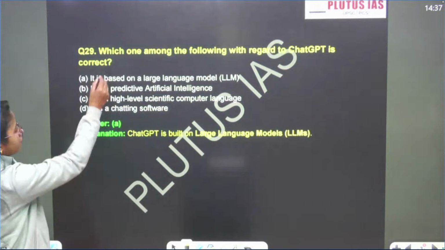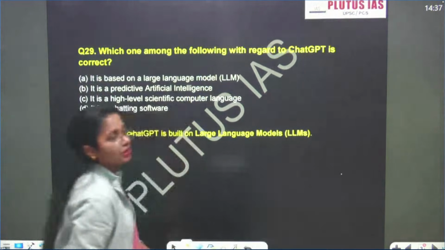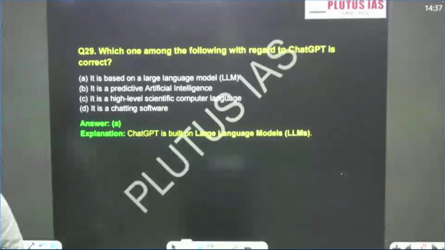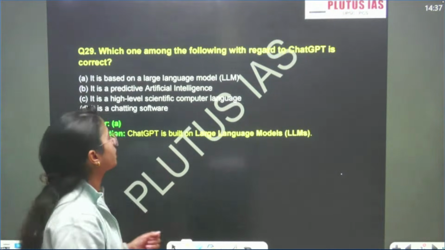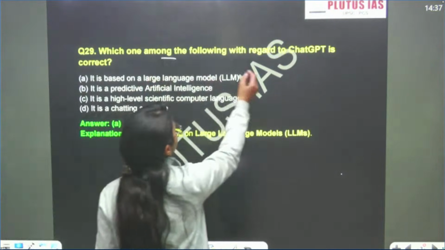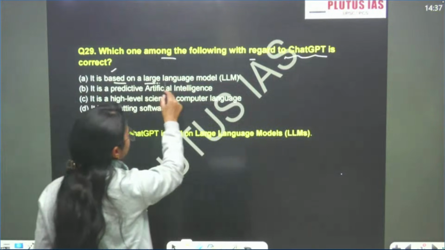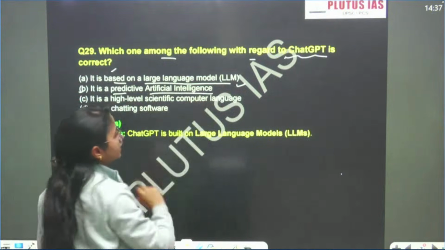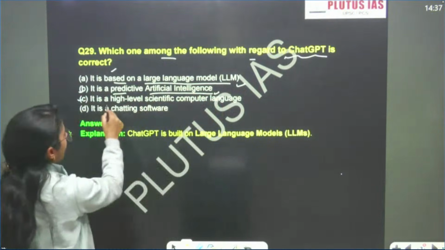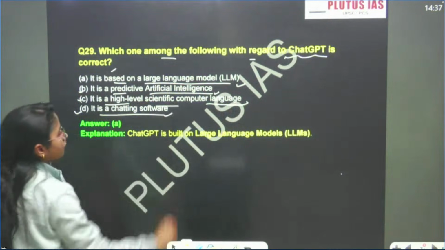Of course, this is one of the most expected questions, as we know the use of ChatGPT occurs very frequently these days, and this is not something you can call static or the core portion. This is one of the more relevant topics. Which one of the following with regard to ChatGPT is correct? First, it is based on a large language model. Second, it is a predictive artificial intelligence. Third, it is a high level scientific computer language, and fourth, it is a chatting software.